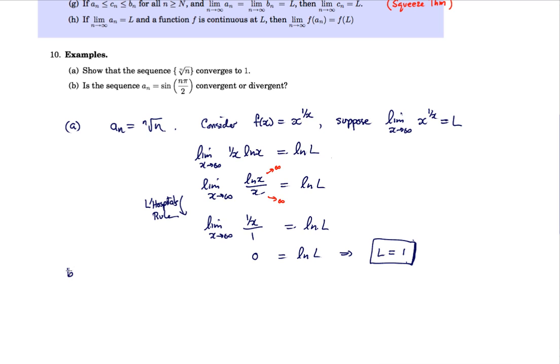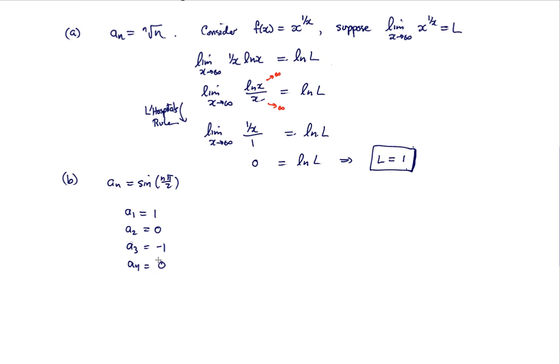So let's look at the next example. Is the sequence sine of n pi by 2 convergent or divergent? Well, let's look at a few terms of the sequence. When n equals 1, that's sine of pi by 2, which is 1. When n equals 2, that's sine of pi, which is 0. When n equals 3, that's sine of 3 pi by 2, which is negative 1. And when n equals 4, that's sine of 2 pi, which is 0. And then we just seem to be going around.